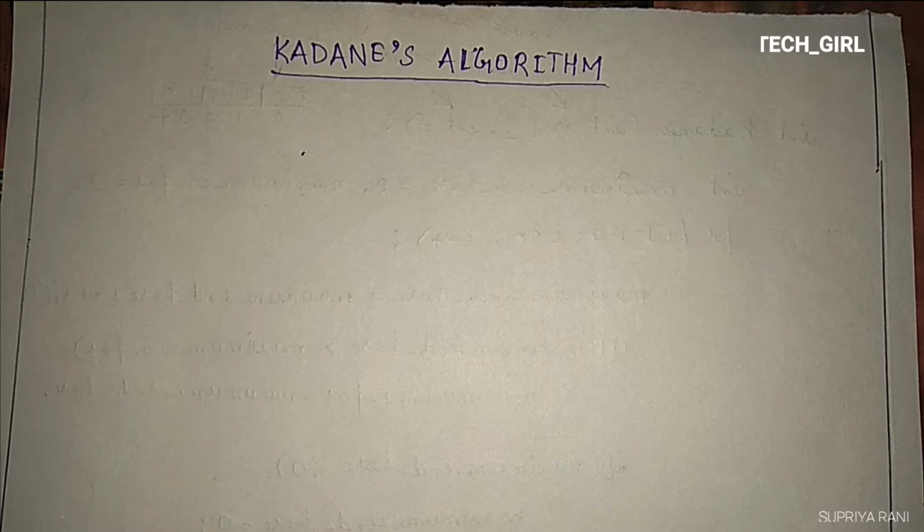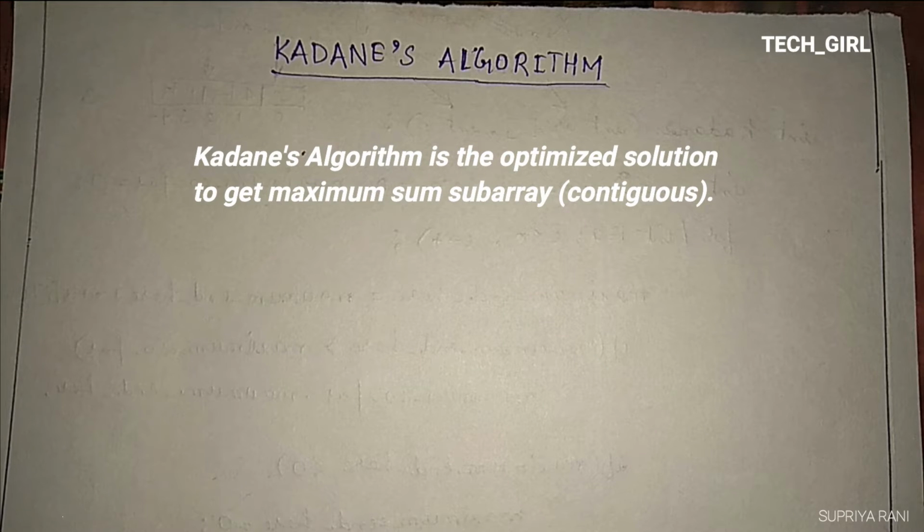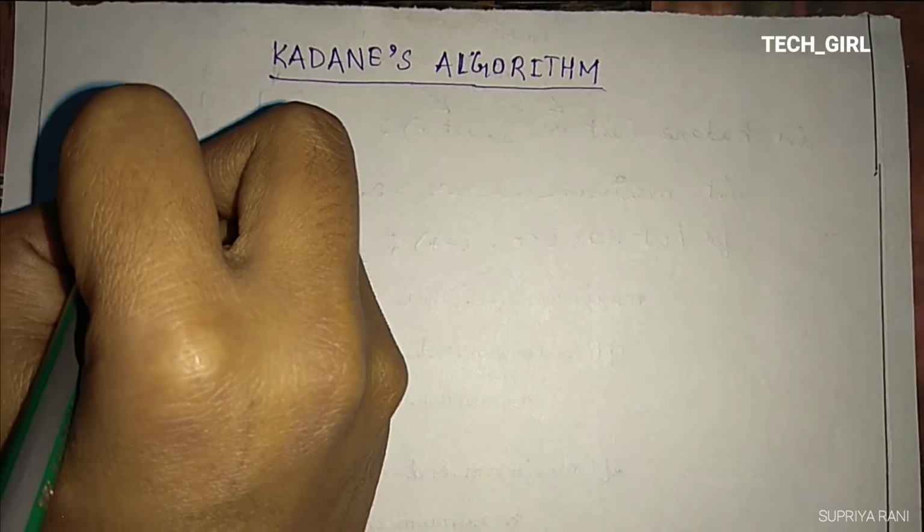Firstly, what is Kadane's algorithm? Kadane's algorithm is the algorithm which gives the optimized solution to get the maximum sum subarray. You can precisely say that this maximum sum subarray should be contiguous in nature. Now let's understand what a contiguous array is.